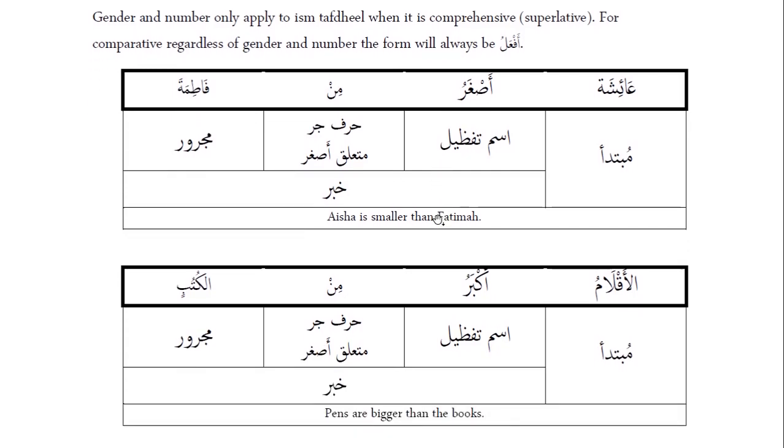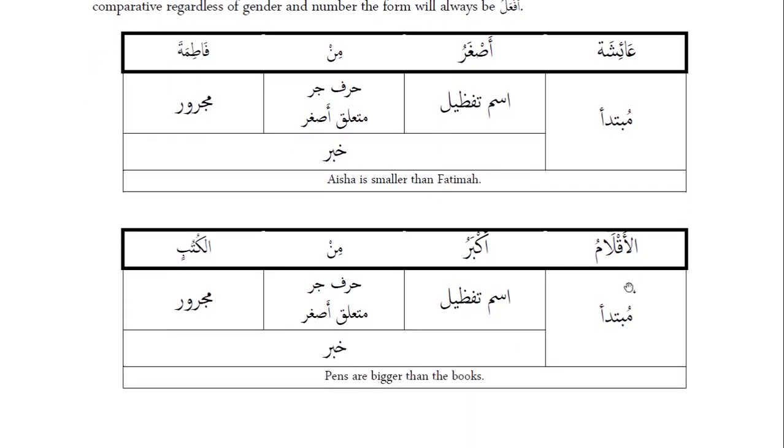Okay, let's look at another example. In this case, we have two plural words, right? So pens and books, but we're still using the singular form for greater. And that's because we're dealing with comparative and it's not necessary. So al-aqlamu akbaru minal kutubin. So this would be translated as the pens are greater than the books.